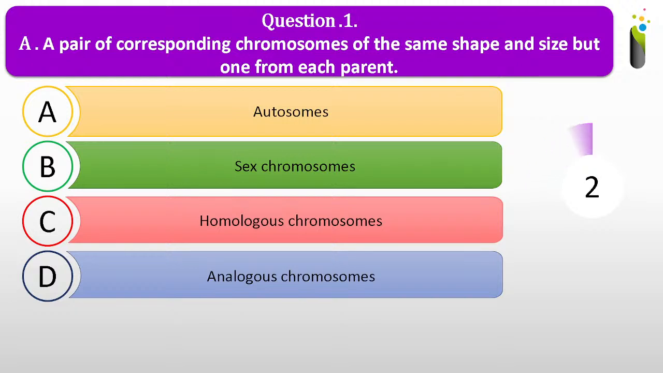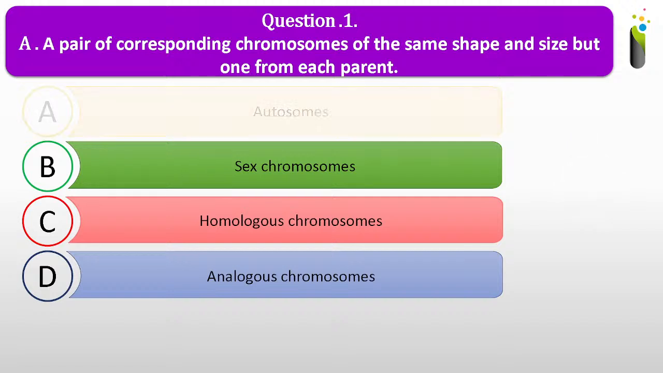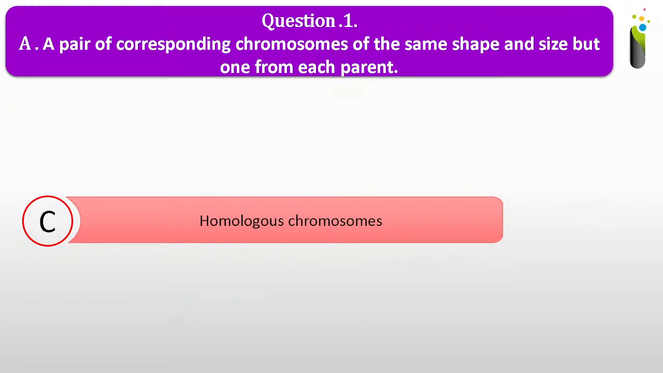So the correct answer for this question is homologous chromosomes. So a pair of corresponding chromosomes of the same shape and size, but one from each parent, is called homologous chromosomes. Correct, Arushi? We go ahead with question number 1b.